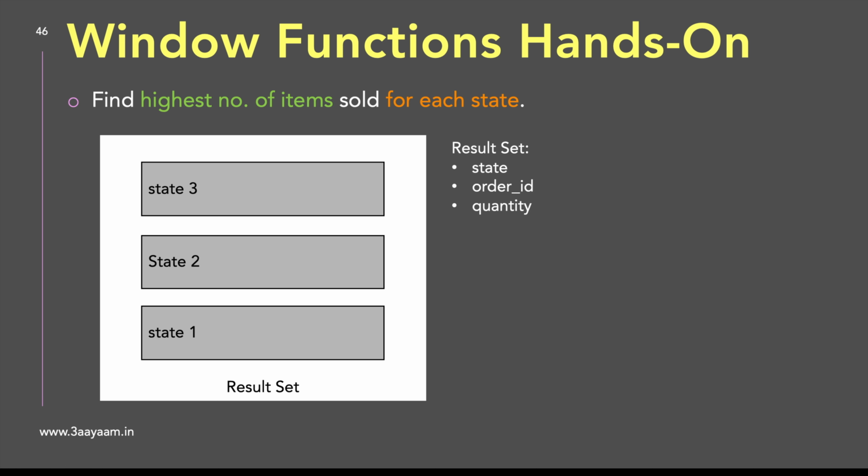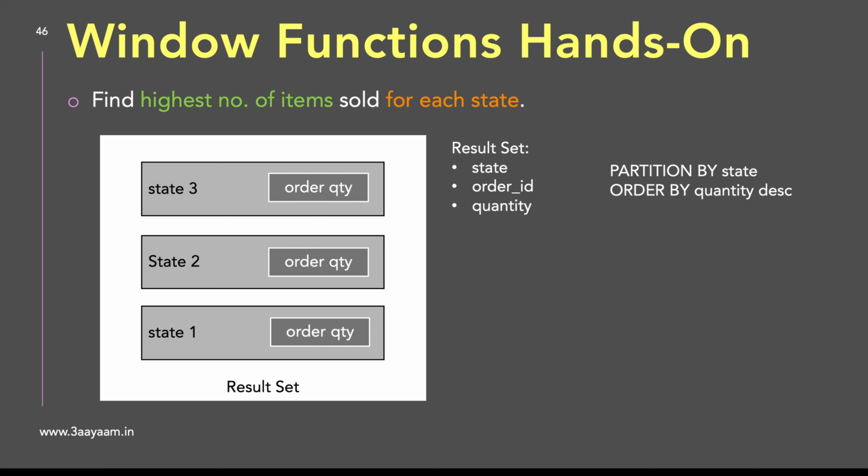As it is for each state, the partition has to be based on state. So we know what should be the partition by clause. Now highest number of items will obviously be based on quantity, so the order by should be quantity. In the partition by clause, we'll mention state, and in the order by clause, we'll mention quantity. The aggregate function we are going to use would be dense rank again, because it is the top item, highest item, etc. So we'll use the rank and then rank equal to 1, which will give us the highest number of items sold for each state.